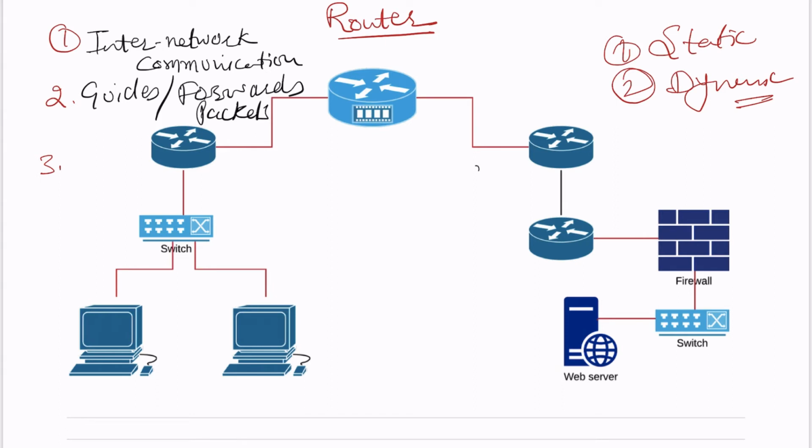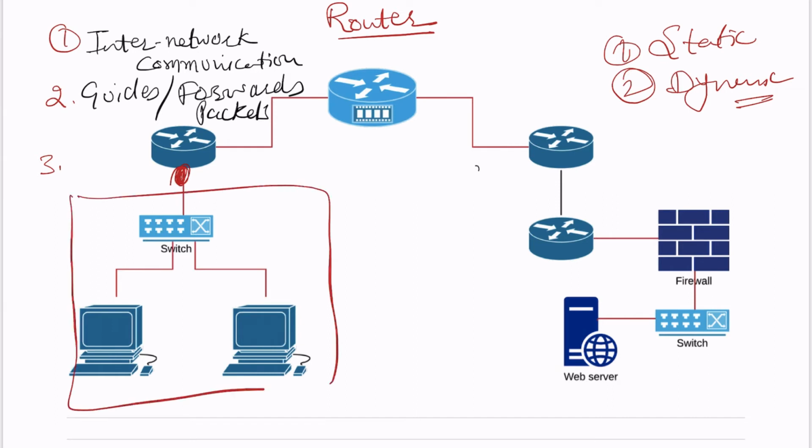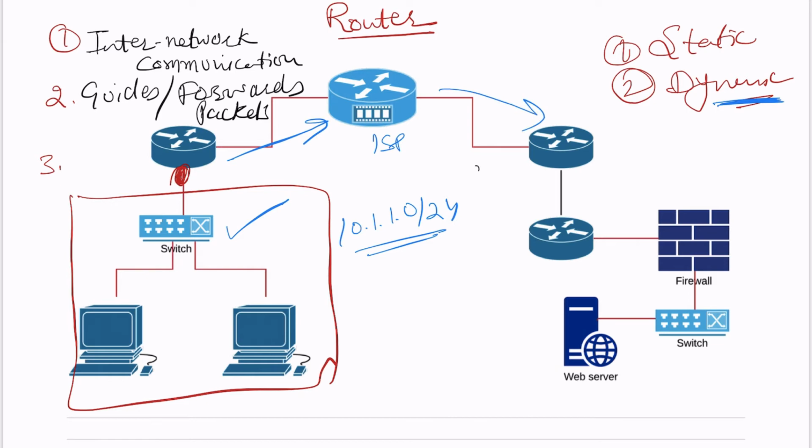So what is a network here? It is this interface. Because this switch is connected to this interface, this would mean this is one network. It will advertise the information of this network to all of its other routers using dynamic routing. Let's say this network is 10.1.1.0/24. It will advertise it to this router. And if you're also using a routing protocol at this ISP router, it will also advertise it to this router, and this is how it goes on.